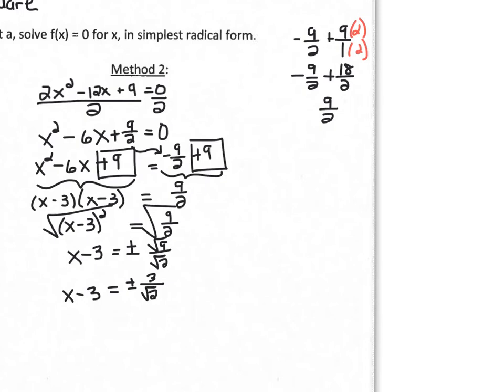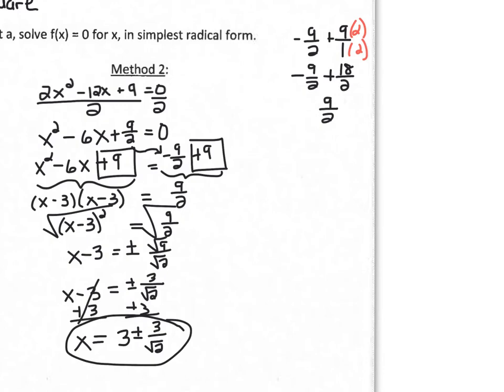Okay, now to finish getting x by itself, let's just add 3 to both sides of the equation, and that'll leave me with x equals 3 plus and minus 3 over radical 2. So 3 plus and minus 3 over radical 2. Okay, so that is my answer.